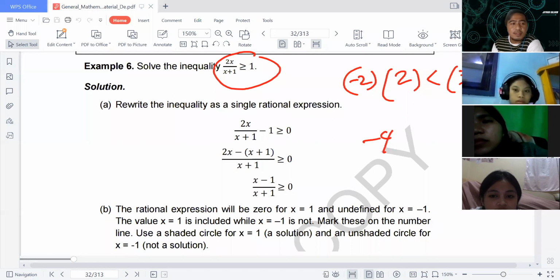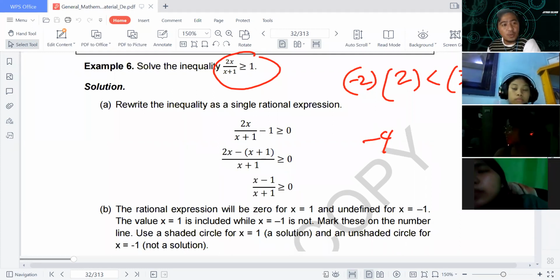Here, negative 6. Can I still use the less than? No, sir. Which is bigger, negative 4 or negative 6? Of course, negative 4 is greater because negative 4 is less far below zero than negative 6, right? So it should be greater than.